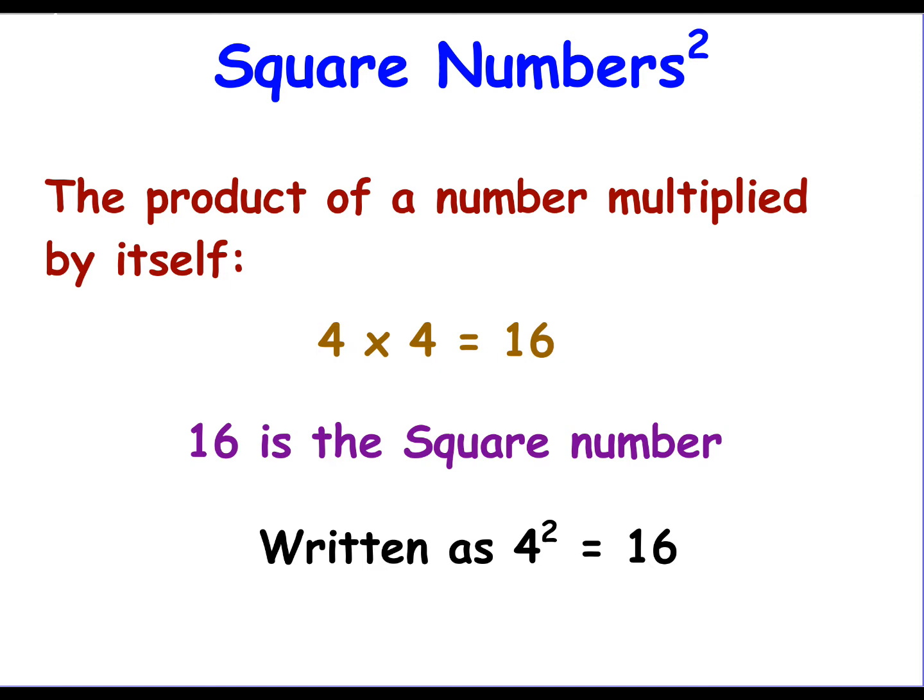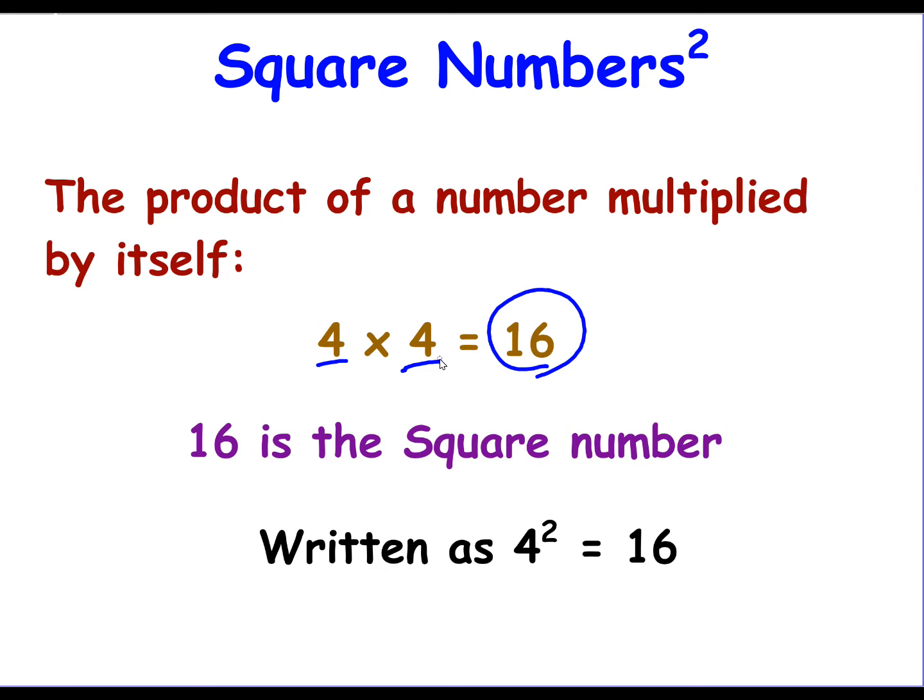So our definition for a square number is the product of a number multiplied by itself. So 4 squared is 16. So 16 is our square number, so 4 is being multiplied by itself.